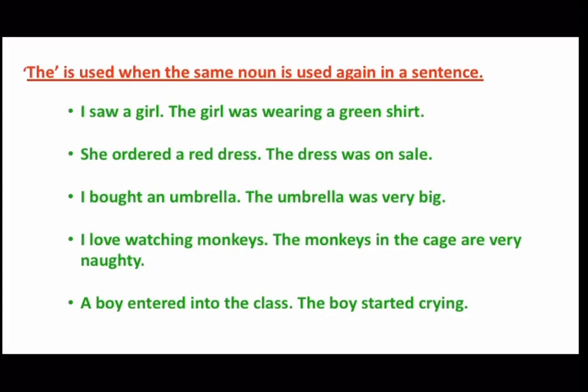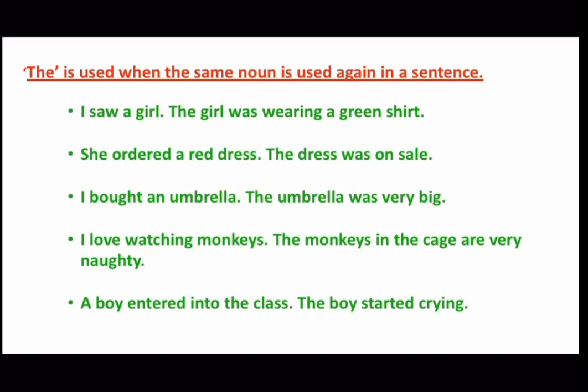In the first example, I saw a girl. It can be any girl. That's why we have put a. But in the second part of the sentence, the girl was wearing a green shirt. Here we are talking about the particular girl who was wearing a green shirt. In the second sentence, she ordered a red dress. In the first part of the sentence, it can be any dress. But in the second part of the sentence, the is used because it is that dress which was on sale.